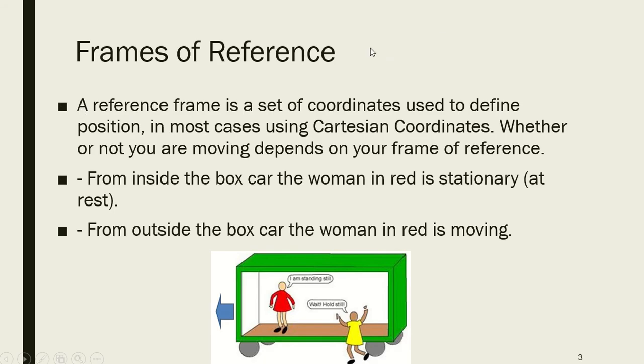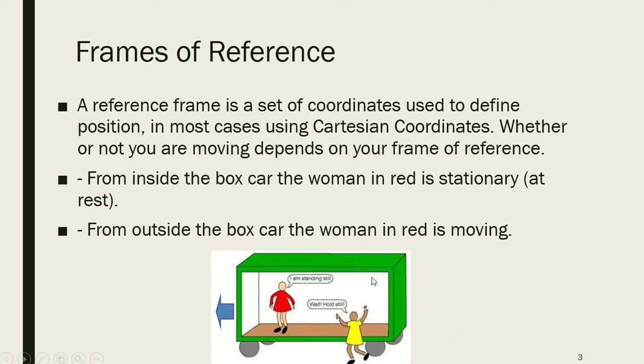So first thing is a reference frame, or a frame of reference. And it's basically just a set of coordinates in which we can define some sort of position. Okay? In most cases using just the normal Cartesian coordinates, x and y. So, you know, it's important if your displacement is positive or negative, etc. Now, whether or not you are moving depends on your frame of reference.